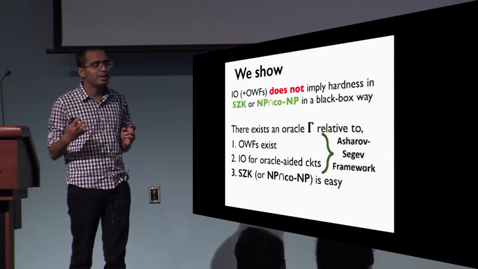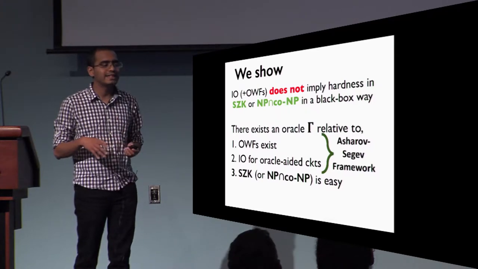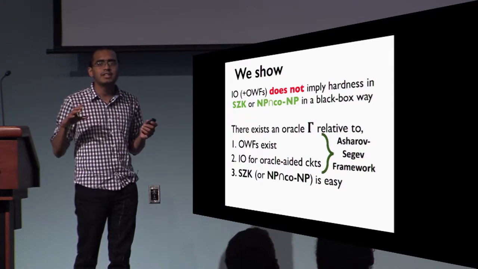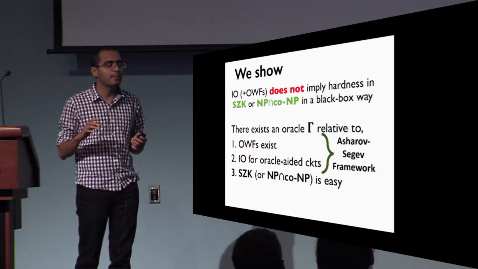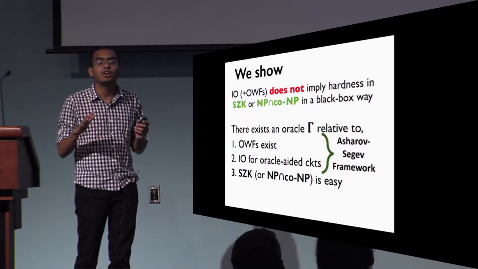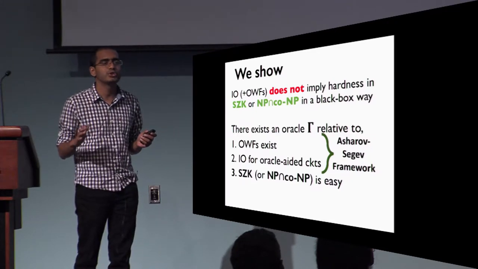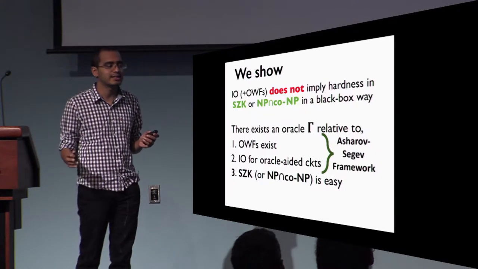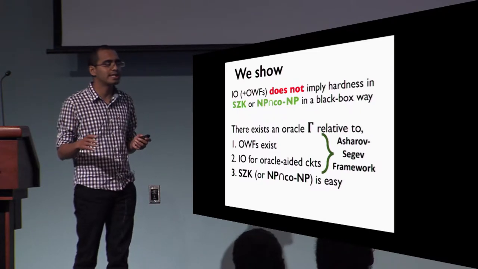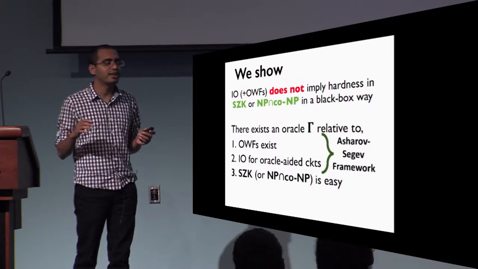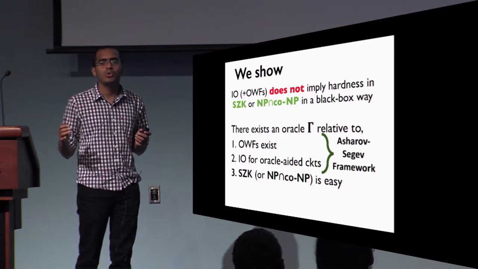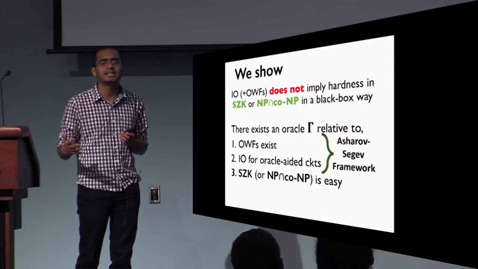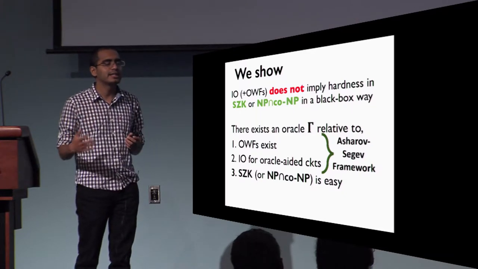Okay. So a bit more formally, what do we show? Most of these black box separations construct a special oracle world where one of the primitives exists, but the complexity class is easy. And this lets you infer that the complex primitive does not imply hard problems in the complexity class. So in this case, what we show is that there is an oracle where one-way functions exist, I/O for these oracle-aided circuits also exists, and at the same time, the complexity classes SZK and NP intersect coNP are easy.